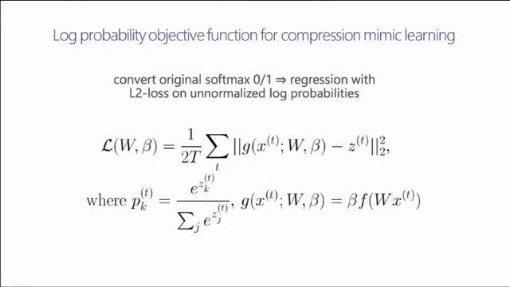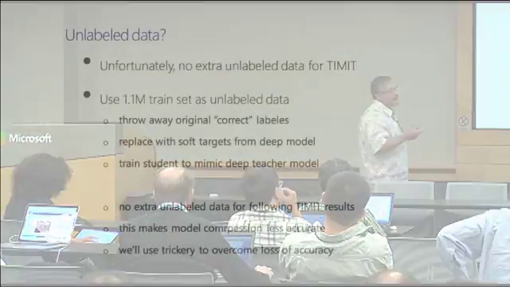OK, so here's the objective function. Instead of doing the usual softmax 0, 1 log loss kind of training that you do on 0, 1 targets, we're going to take the probabilities before they go through the softmax that the smart model has predicted, and we're going to learn those probabilities with the mimic model using squared error. And this is just a simpler objective function in many cases for learning.